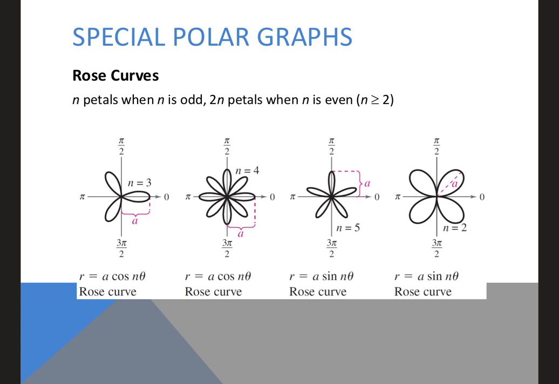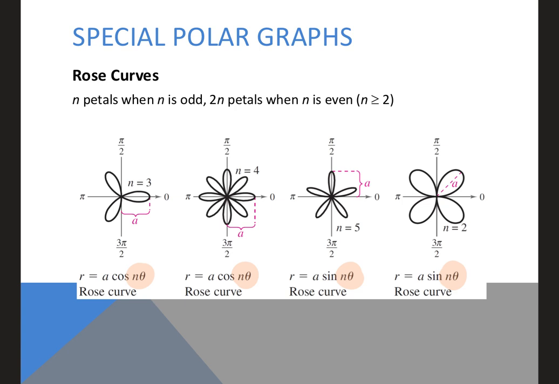So the important part about a rose, one, is identifying it's a rose, and the way we identify it's a rose is that every single one of these equations will have a number multiplied next to your theta. That number could be anything 2 or bigger. So it could be 2 theta, 3 theta, 4 theta, 5, whatever it is, okay? That number is telling you that this is a rose.